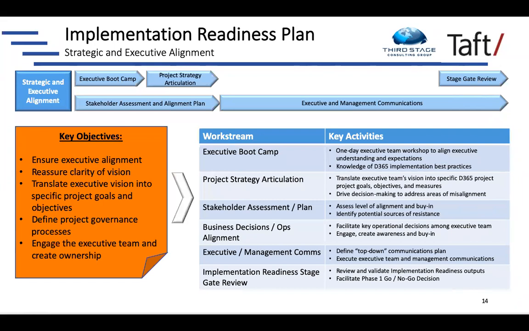I mentioned the strategy articulation. That's a key part of this. Also looking at who the stakeholders are, the key stakeholders that we need to make sure we have their buy-in and alignment, and we have a communication plan and a targeted communication plan to keep everyone in sync. As it relates to business decisions and operational alignment, that's another component, as well as executive communication, and then having a stage gate review and having the executives own the decision on whether or not or when to move into that full-blown implementation phase of the project. And so again, we think of this as starting at the top and working our way down the organization to make sure that the entire team is ready for the transformation and ready to make the best use of the resources that will be helping throughout the transformation.